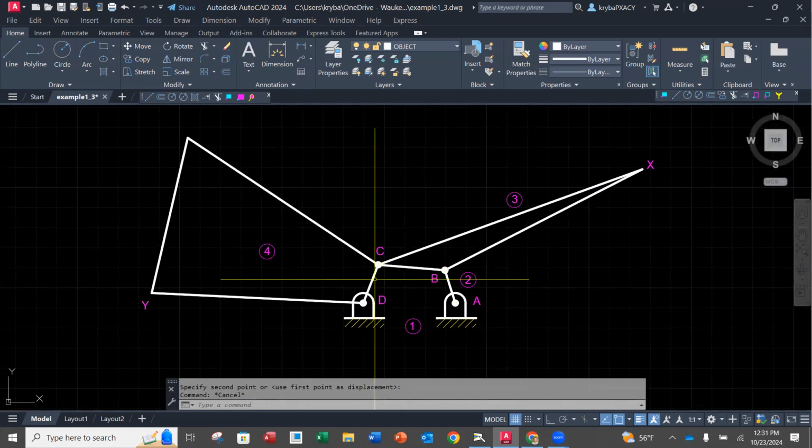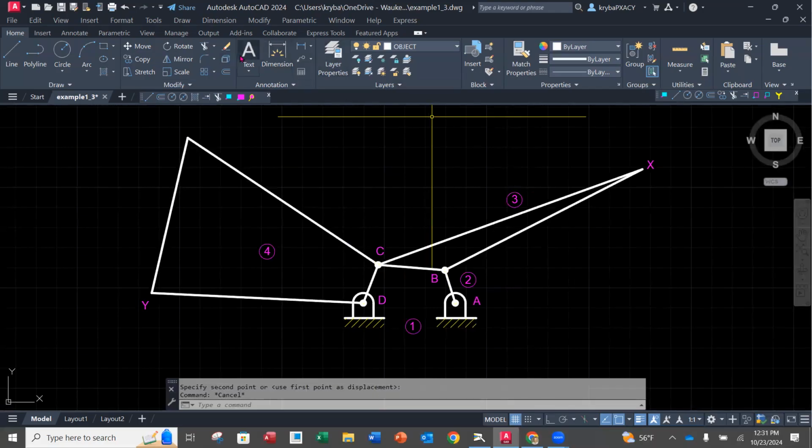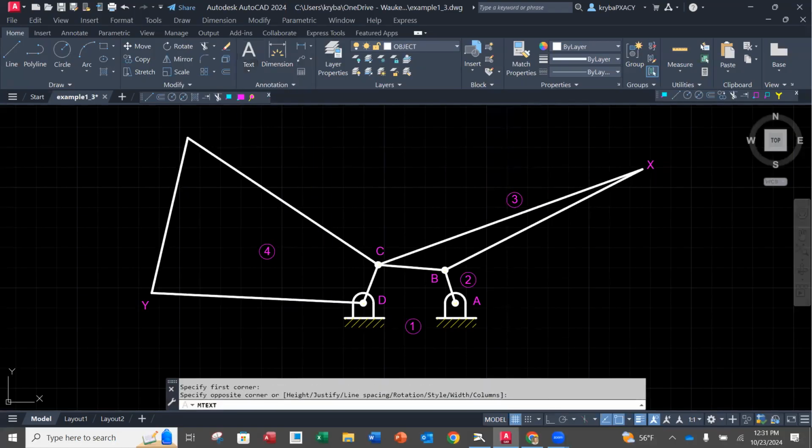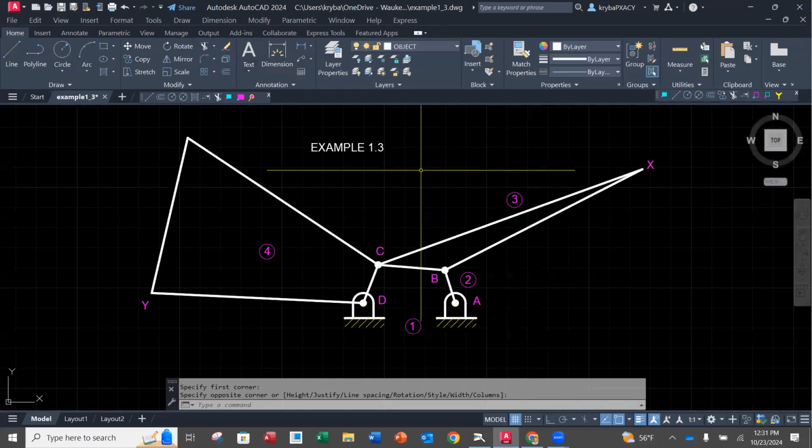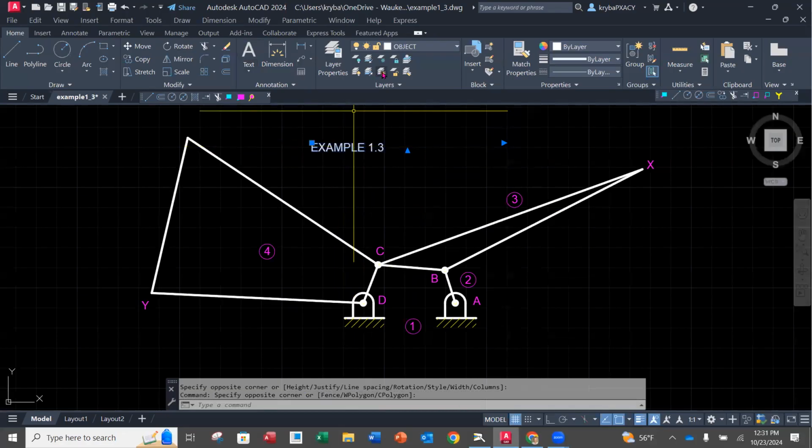All right. And then you want to make sure that you have a way of calling this out. So I'm just going to add multiline text here, and I'm going to say example 1.3 kinematic diagram, right? Or we don't even have to write that. There we go. Oops, I'm going to put this on the notes layer to make it official. So let me put it there.